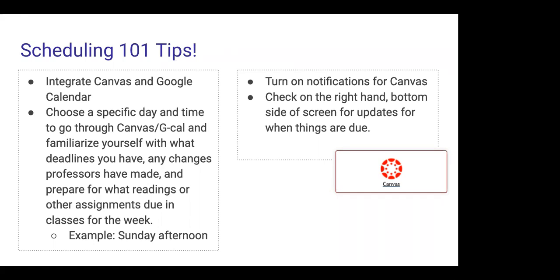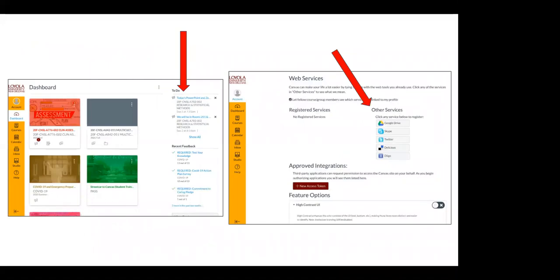Another tip we have is turn on your notifications for Canvas. This way you get emails and little reminders that pop up so you're not missing anything. And you can also check on the right-hand side of the screen for updates on when assignments are due, and that'll let you know if there are any announcements or things that have changed. So right here on this screen, you can see the to-do where it's showing up on your Canvas platform. And on the other image, you can see where you can actually link your Google Drive or Google Calendar to Canvas so that you can have that feature enabled.